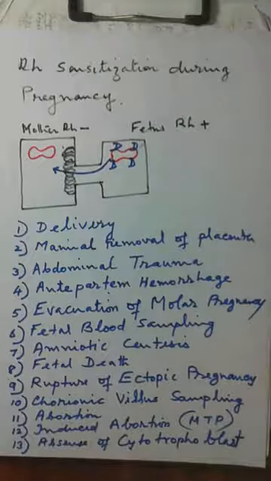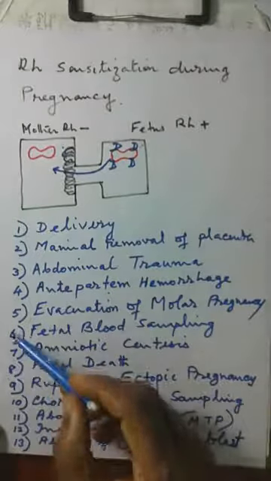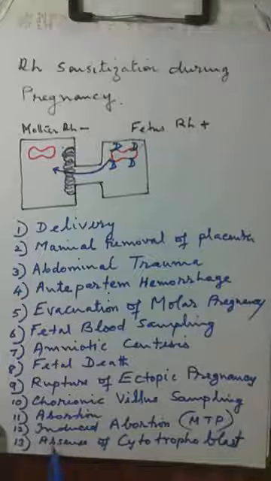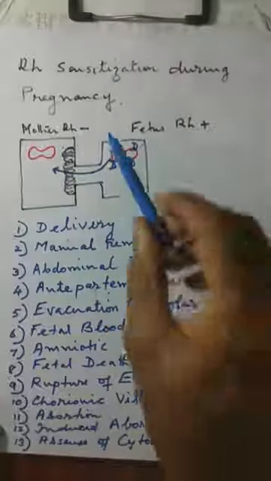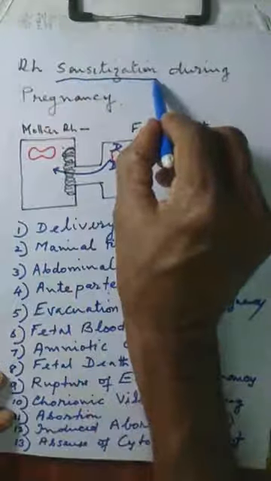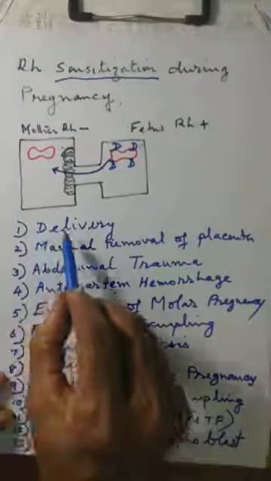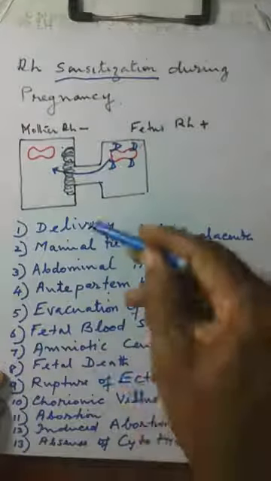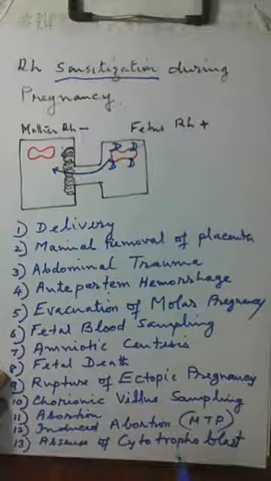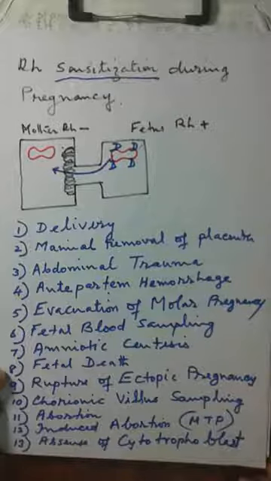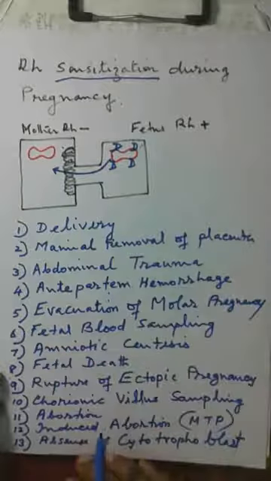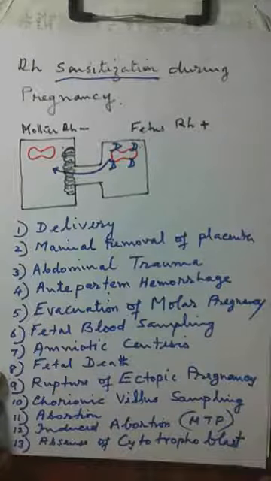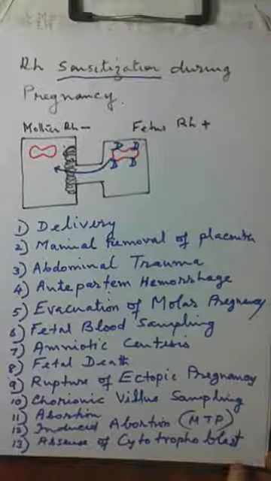So, how many events? There are 1, 2, 3, 4 up to 13 events whereby sensitization can happen, not only at the time of delivery. The other events are also included in the possibility of sensitization. These are the sensitization events. So that's all for today.